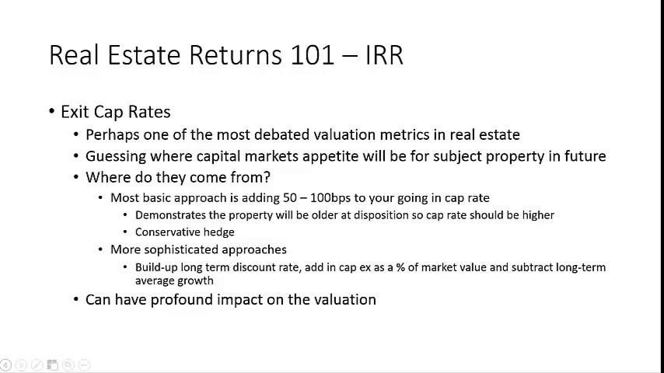So the most basic approach is you simply add 50 to 100 basis points to your going-in cap rate. And why you would do this is because this is a demonstration that the property is older at the disposition. In other words, in 10 years, the property is 10 years older, so your cap rate in effect should be higher. And a higher cap rate is representative of a higher degree of risk. An older property has a higher degree of risk associated with it due to upkeep perhaps.